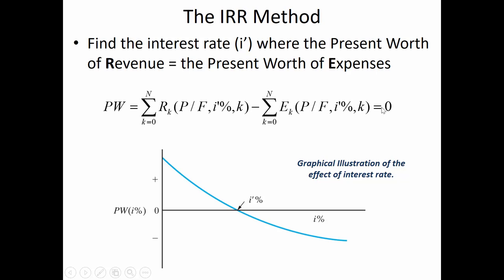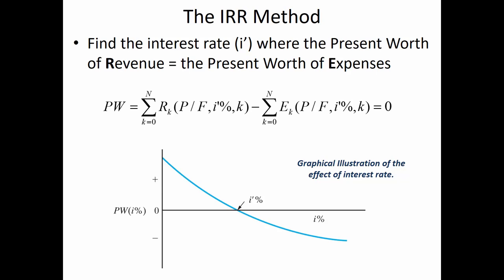Graphically, this is what the internal rate of return looks like. Remember, with the truck, when we checked the interest rate of 4.25%, that was the higher interest rate, and the present worth of the project was negative. That's what we saw in the spreadsheet. But when we had a lower interest rate, 2.75%, the present worth was positive. So what that tells us is that the internal rate of return is somewhere between them.